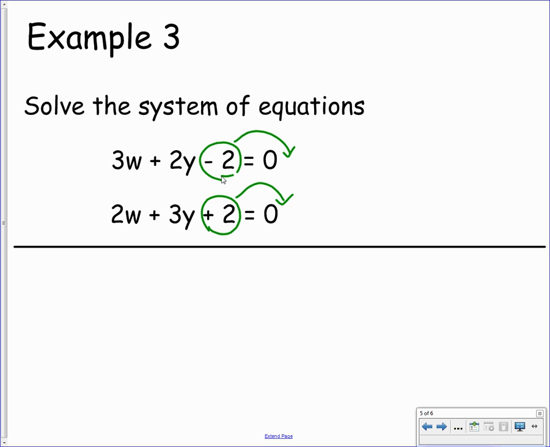So by doing this, we end up with two new equations. So we have 3w plus 2y equals positive 2 this time. That is now our equation 1. And the same for the second one. We have 2w plus 3y equal to -2, which becomes our equation 2. Now they're in the correct form for us to use the elimination method.